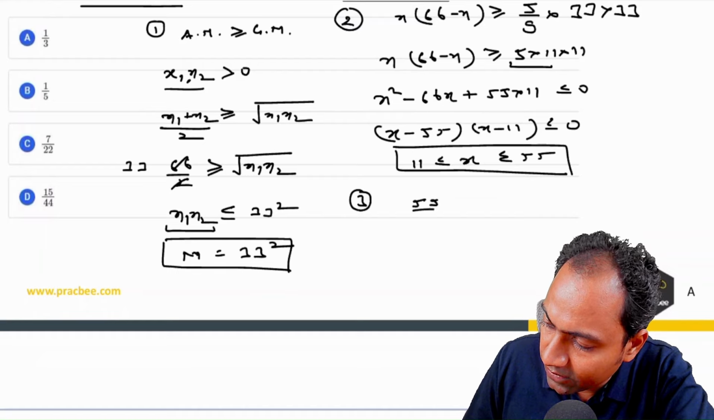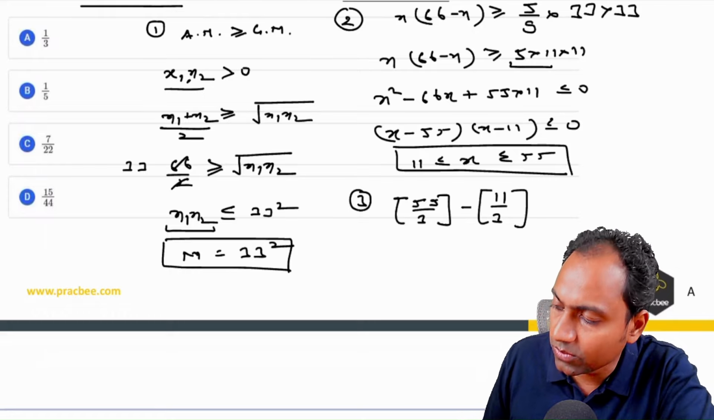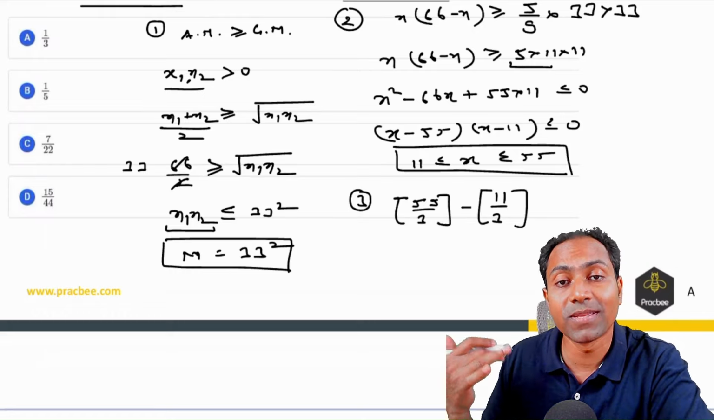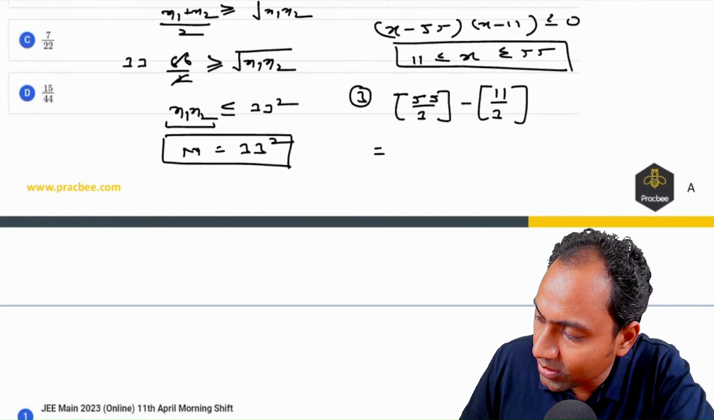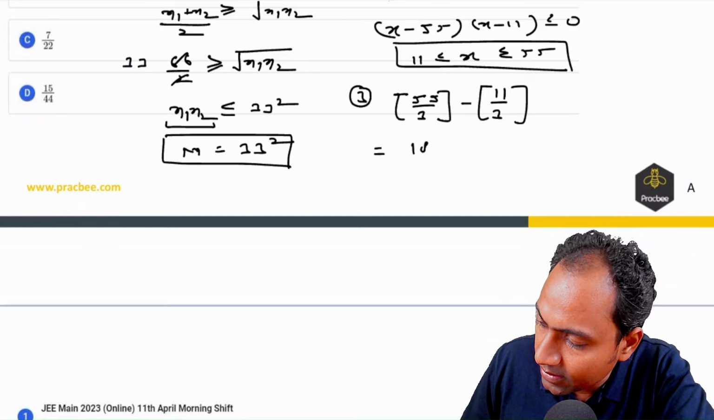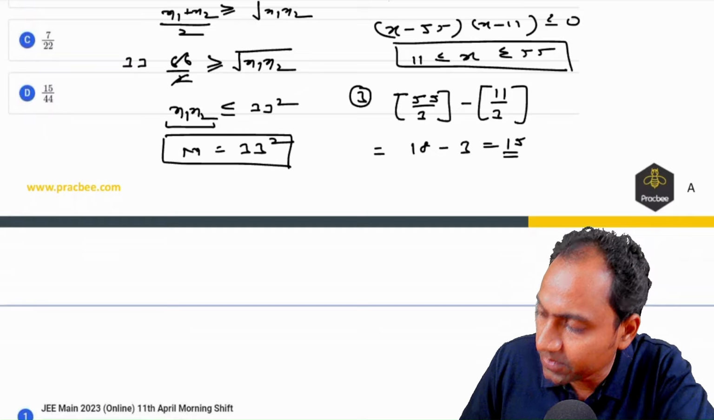Take this 55, divide by 3, and then take this 11, divide by 3, put a greatest integer function. So from that we can get all the numbers divisible by 3 between 55 and 11. Once we do that, this comes out to be nothing but 18, and this comes out to be nothing but 3. So this difference comes out to be 15.